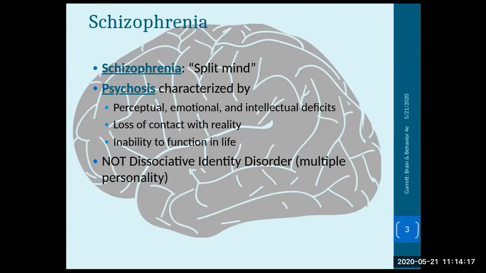So again, there are actually 3 main clusters of symptoms in schizophrenia I will go over: the positive, the negative, and the cognitive deficits. The most prevalent one, and potentially the most dangerous one, is the psychosis, which is characterized by perceptual, emotional, and intellectual deficits, a definite loss of contact with reality.